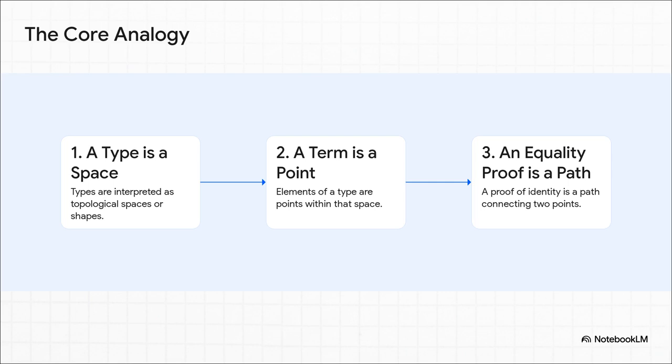And here it is. This is the core analogy that makes the whole thing just click into place. A type is a space. Picture a sphere. An element of that type, something we call a term, that's just a point on that sphere. So what's a proof that 2 points are equal? Well, it's a path connecting them. Just like that, logic becomes geometry. This is the absolute heart of the idea.